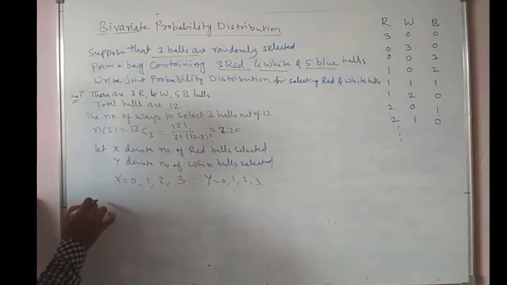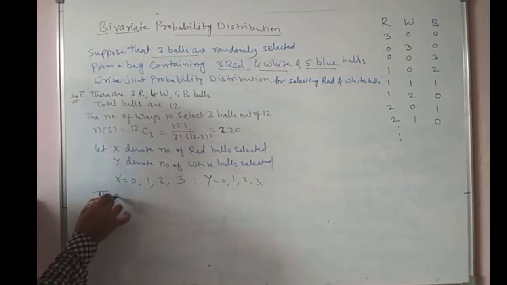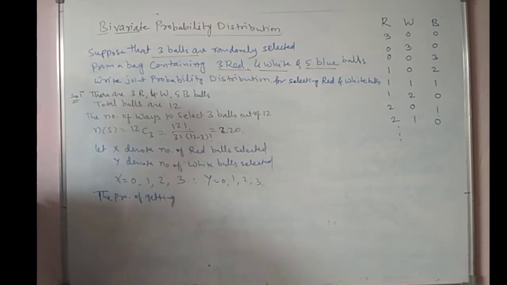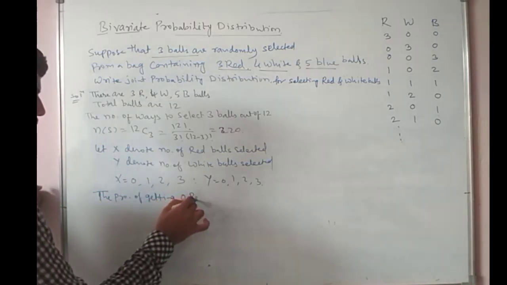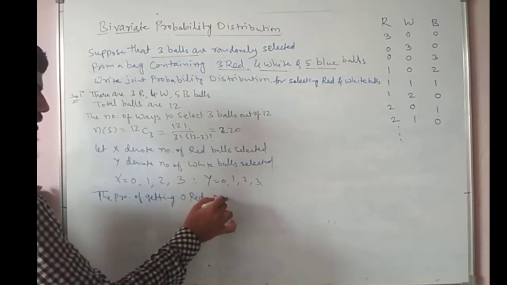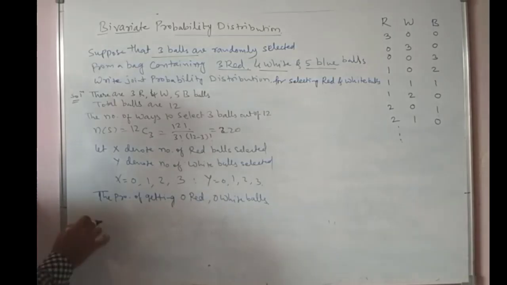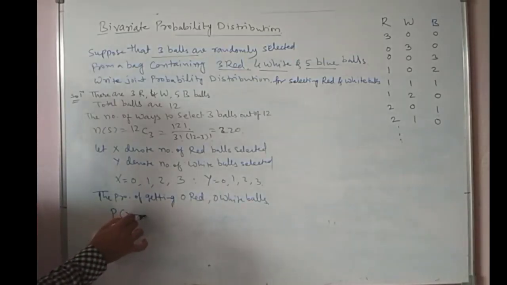So you have to evaluate this. The probability of getting 0 red, 0 white balls. That is P of X equal to 0 and Y equal to 0.